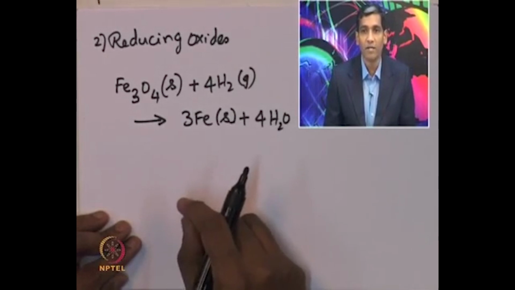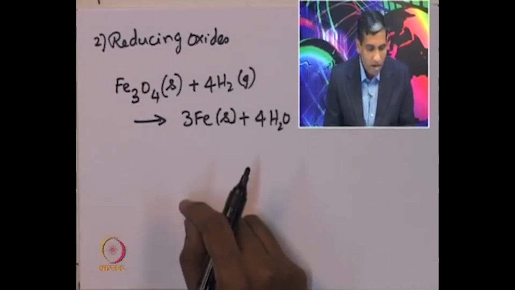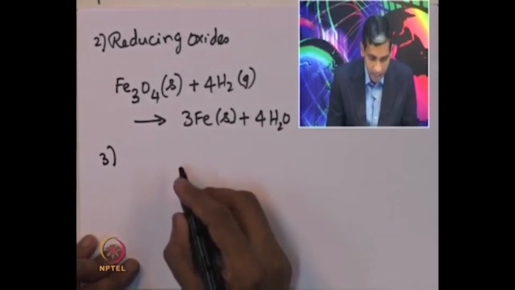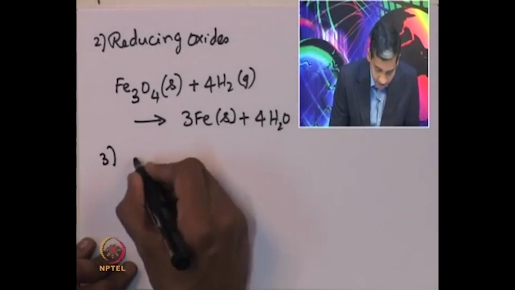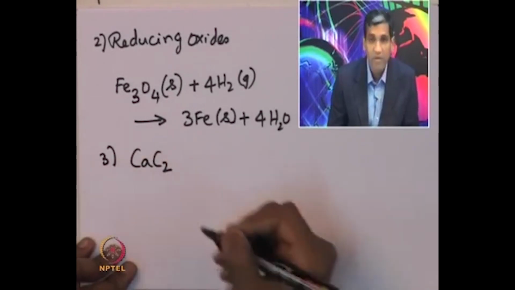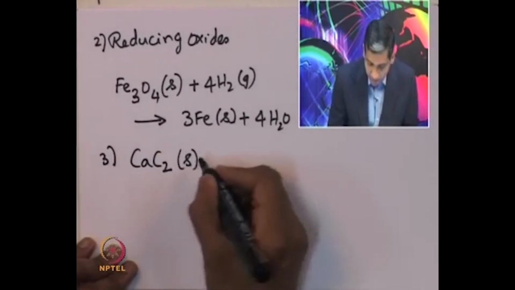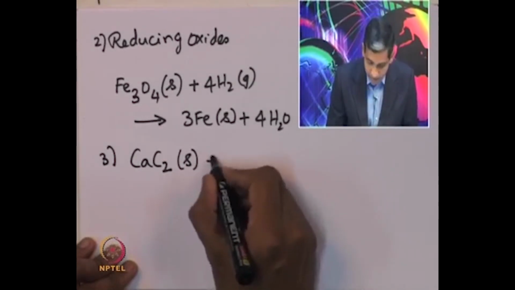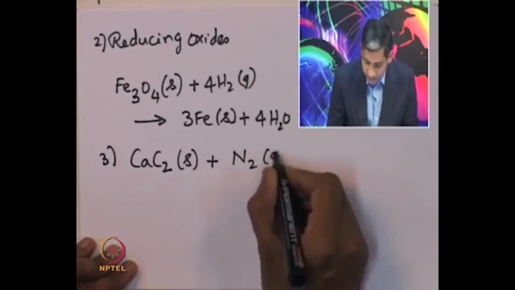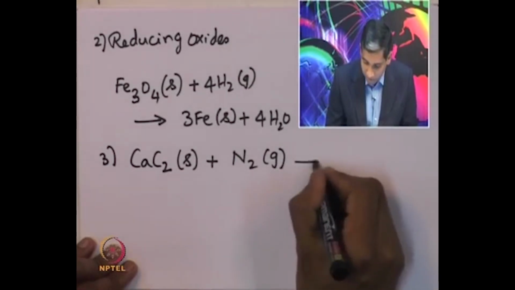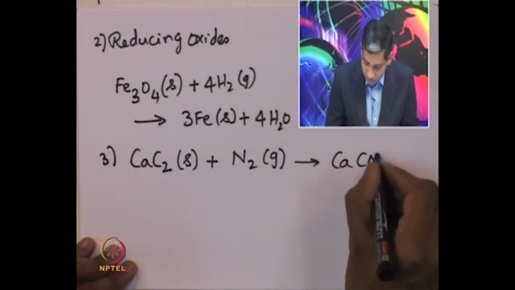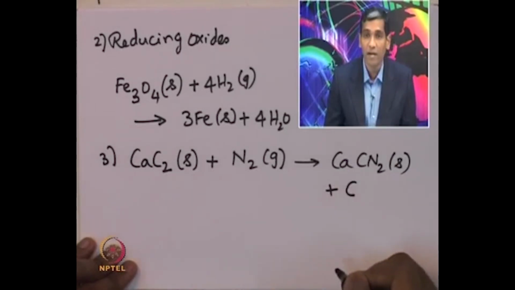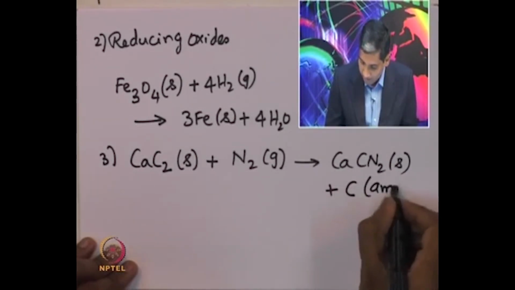So that's the reaction scheme which is used for reducing the oxides. Another example is the formation of calcium cyanamide, where CaC2, which is basically the calcium carbide, present in the solid form, reacts with nitrogen N2, and that leads to the formation of CaCN2, which is again in the solid form, and it also leaves amorphous carbon as deposits.